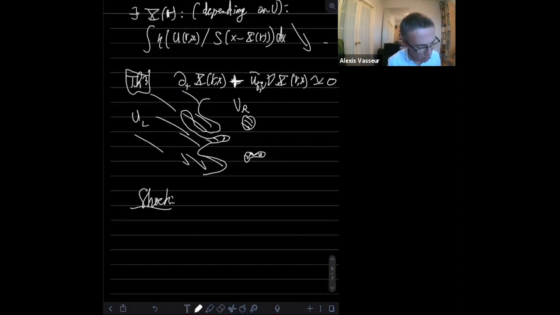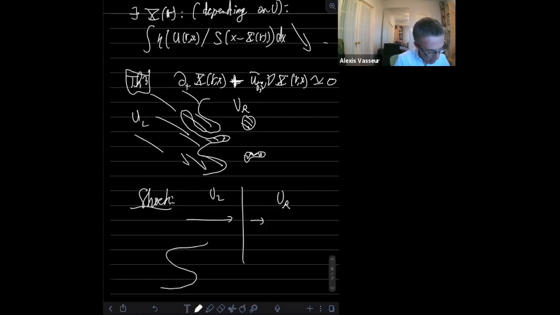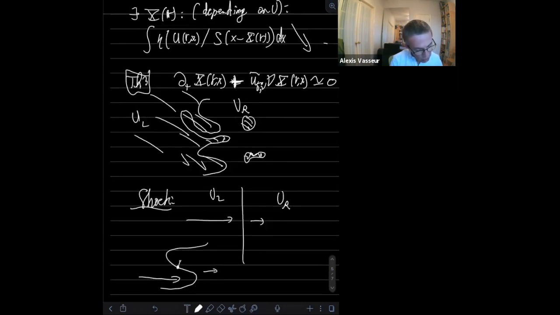Because if you have a shock, let me explain what it means. It means that on UL, you have, for instance, a big velocity here, and on UR, a small one. And it's compensated with density, right? But let's say now that you do the same thing and you move it. So you have big velocity, small velocity, right? But what you want to do is to move it along the normal, right? I mean, it's basically the idea.